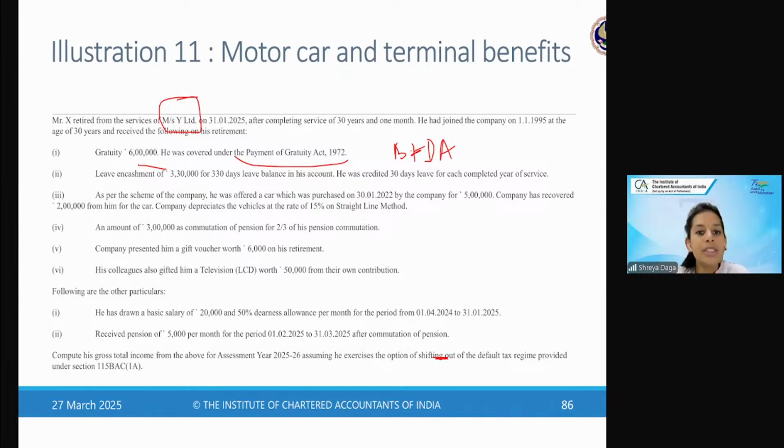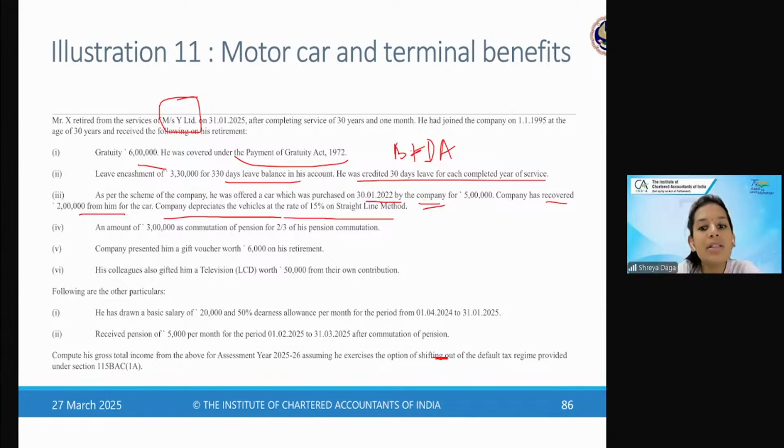Leave encashment, he has received for 330 days leave balance. He was credited 30 days leave for every completed year of service, and so much was left. Fine, we'll see how to do this. And then he was offered a car which was purchased on 30th January by the company. So it's a company owned car. Okay, and company has recovered something from him, so that will be reduced from the perquisite value.